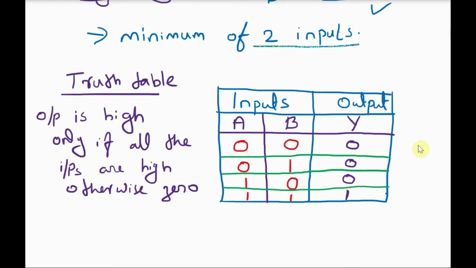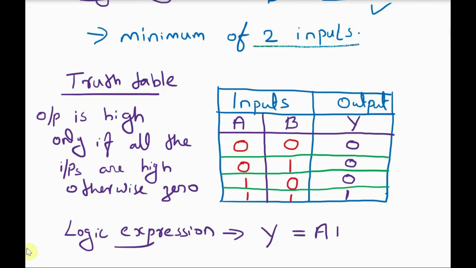What is the logic expression? Next is logic expression or logic equation. Logic expression of AND gate, that means writing the output in terms of input. Y is equal to AB. That is, it is similar to multiplication, multiplying A and B. Output will be high only if A is 1 and B is 1. Otherwise, the output is 0. So, this is all about AND gate.